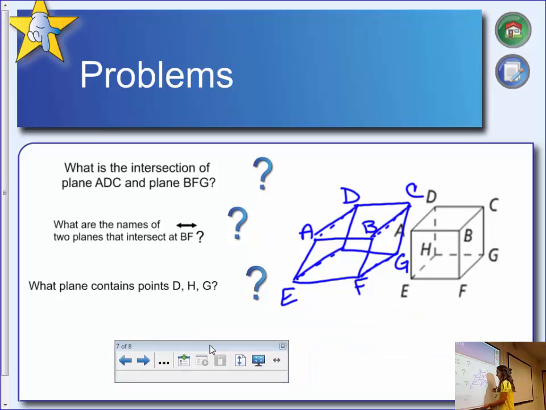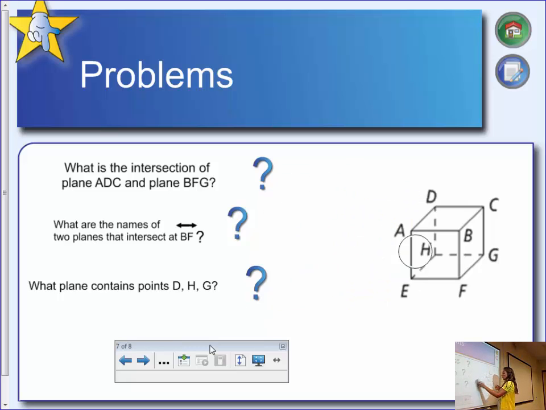So what I always tell you guys to do in a three-dimensional shape, or a shape that has more than one plane, more than one line, is to practice highlighting and finding and identifying what they're talking about. The first one asks about the intersection of 2 different planes. So what I'm going to first do is highlight the 2 planes they're asking about.